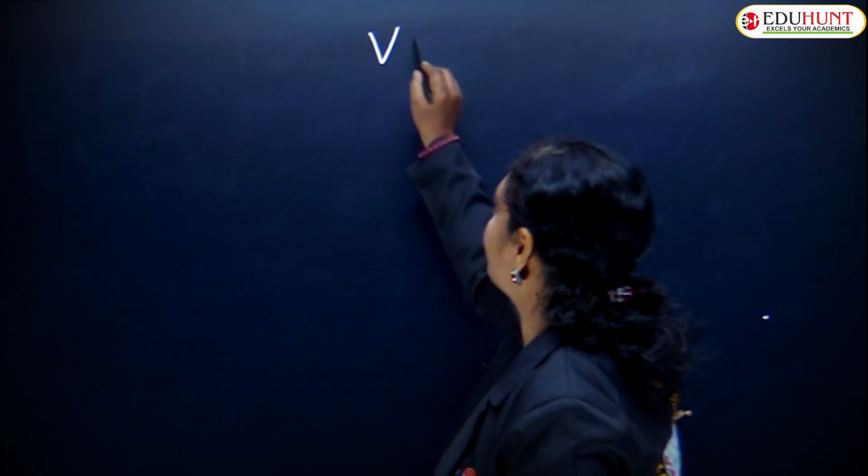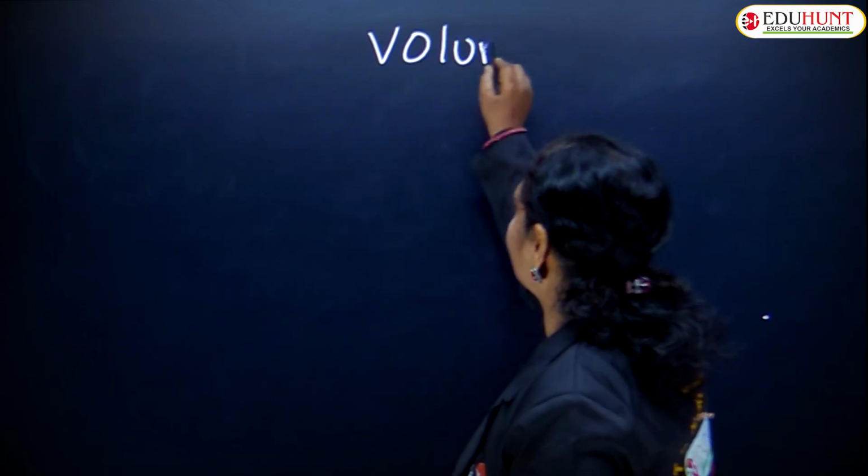So today let us dive into our next topic, that is volume. Concept number 6, volume. So children, what is volume? Yes, the space occupied by any substance is called volume. Let me write volume.